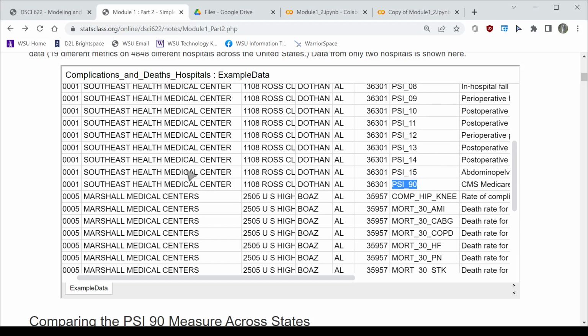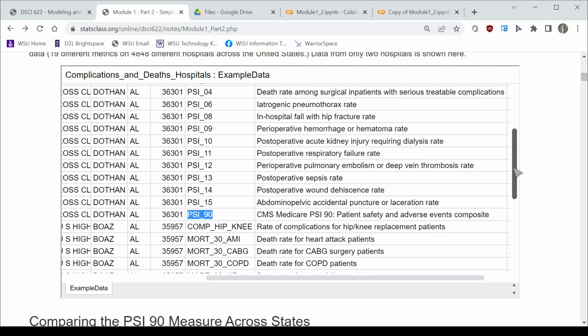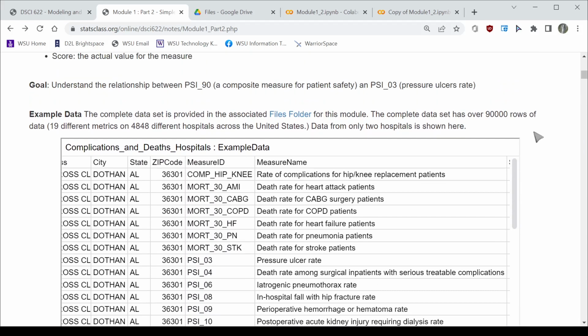So you notice that the first one is the Southeast Health Medical Center in Alabama. This next set is the Marshall Medical Centers in Alabama. And this just goes all the way down. It actually is somewhat large, with about 90,000 rows because I have 4,850 hospitals. And for each hospital, I have 19 different measures.